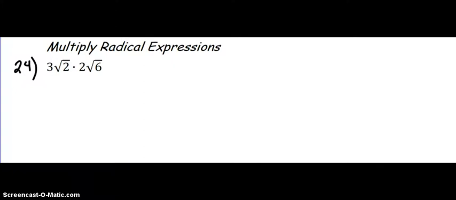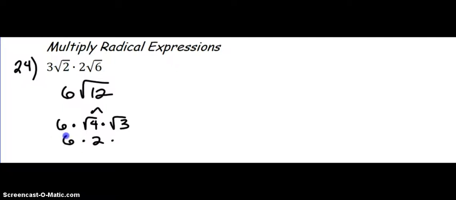When multiplying radical expressions like we are in number 24, we are going to multiply the 3 and the 2. They are outside the radical. So 6 root 2 times root 6 is root 12. However, we need to make sure that we check to see if our radical can be simplified further. In this case, it can, because root 12 has a perfect square factor of root 4. That is 2. So I have 6 times 2 times root 3. Multiply the 6 and the 2 here for a simplified answer of 12 root 3.